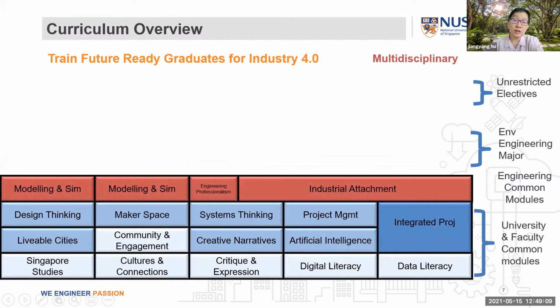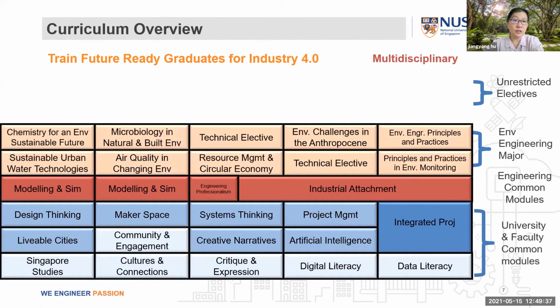And we have engineering common modules, which include mathematics, engineering professionalism, and most importantly, the compulsory industry attachment. This is going to be very useful for our students to be adaptable to the working environment, so it makes them very highly sought after in the market through this compulsory industry attachment.